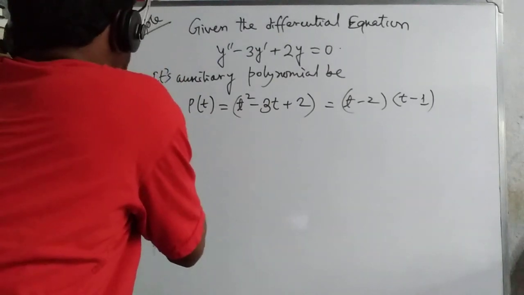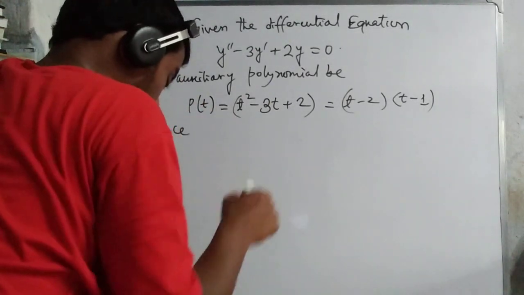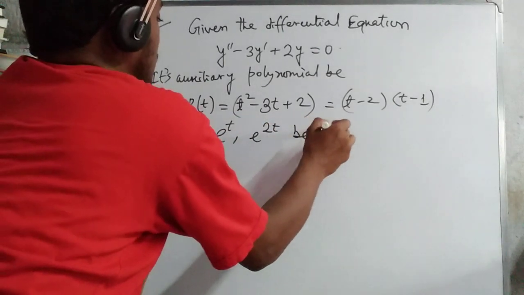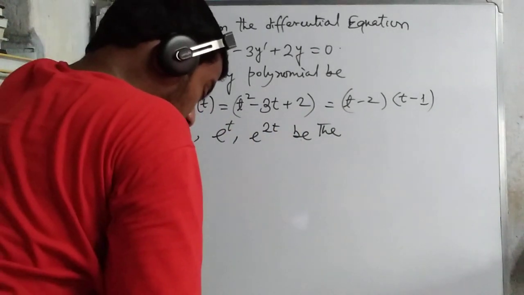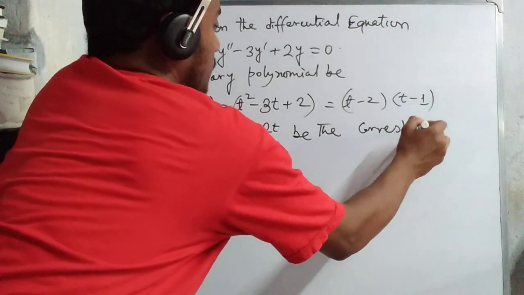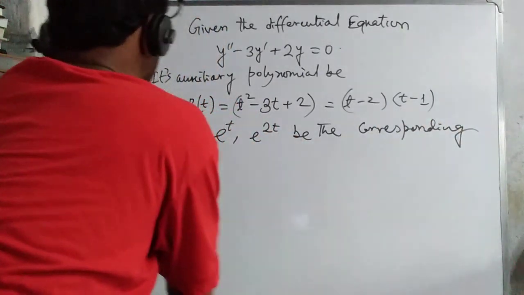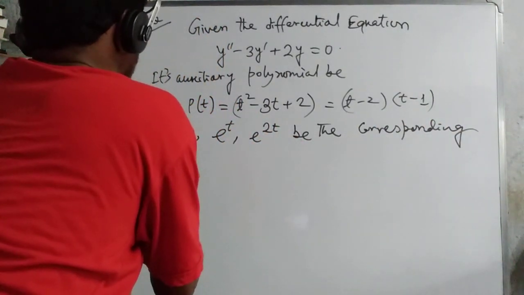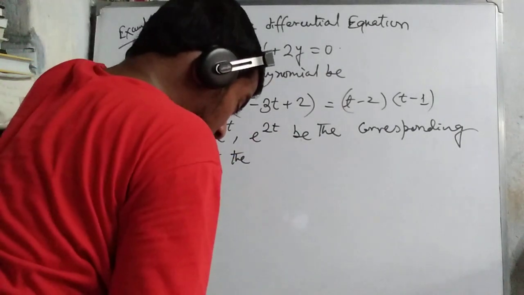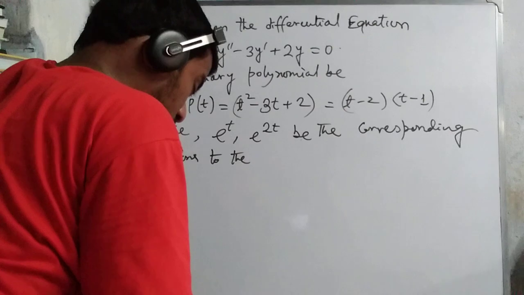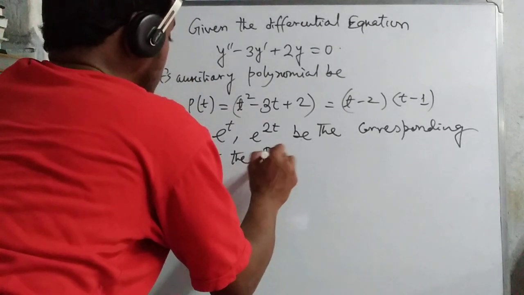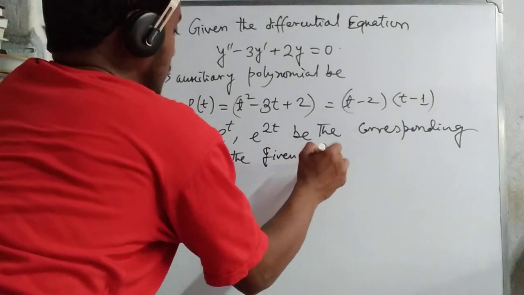Then obviously, hence we see that e to the power t and e to the power 2t are the corresponding solutions to the given differential equation.